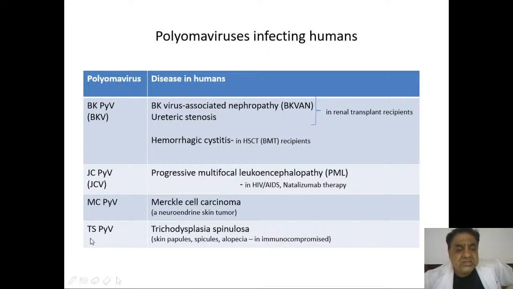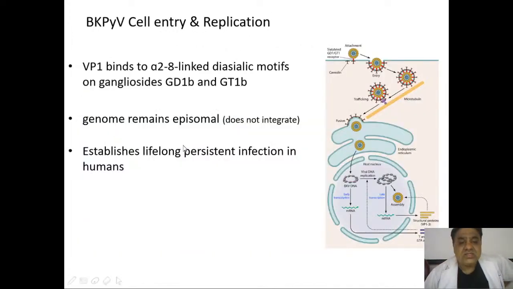It's more common, is caused by the trichodysplasia spinulosa polyomavirus. So these are the 4 polyomaviruses which are important for human disease. They are relatively rare, but in transplant settings, BK virus is a very problematic situation, especially in renal transplant. And in bone marrow transplant, this same virus, BK virus, causes hemorrhagic cystitis. So let's discuss these 2.